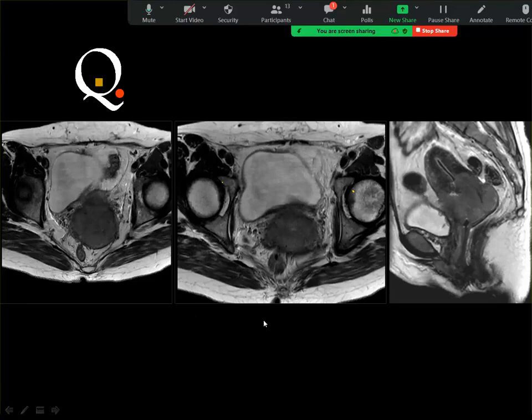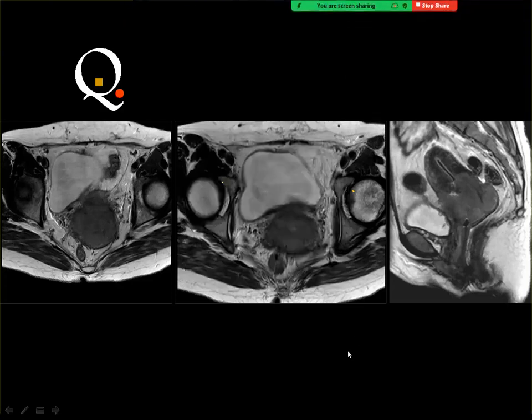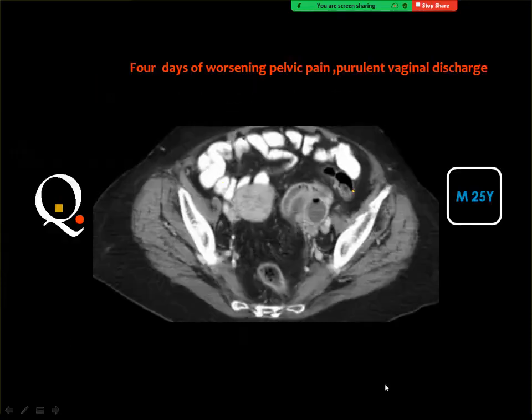Next case, and you see this is axial T2, and this is sagittal T2. Yes, cervical cancer, this is right. Big mass in the cervix with reticulation of the fat around the lesion. And if you look carefully here, you may not see that the lesion has extended into the vagina. It is totally confined to the cervix without any evidence of invasion of the urinary bladder or the rectum. And this is cervical cancer.